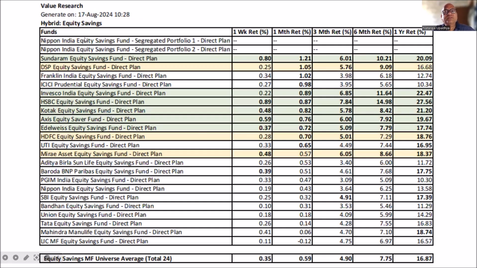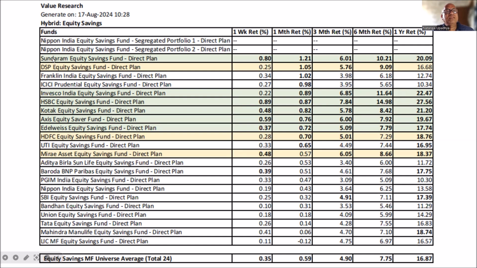Next is equity savings fund. The equity savings fund again is comparable to the conservative hybrid funds, 16.87% on average, and the highest one is in the range of 20 to 27%. The best annual return came from HSBC Equity Savings Fund, 27.56.